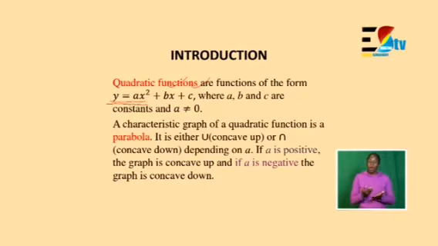The characteristic graph of a quadratic function is a parabola. You know that, okay? It is either U-shaped, we say it's concave up, or N-shaped, we say it is concave down. This depends on the value of a, which, remember, is the coefficient of the x squared term. So when a is positive, the graph is concave up. And if a is negative, the graph is concave down. Okay.